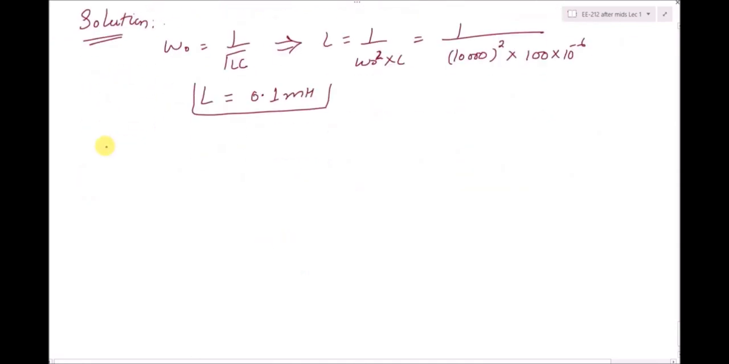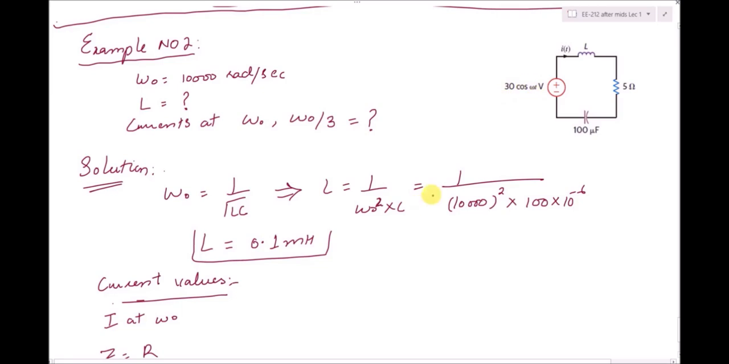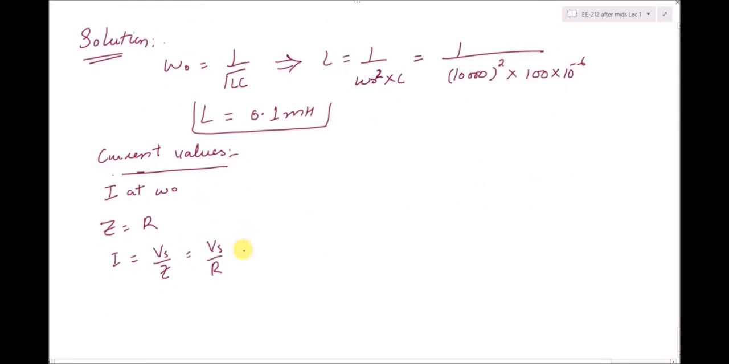Now for the current values. First we have to find the current I at omega naught. We know that at omega naught impedance is equal to R, so I is equal to Vs over Z, which is equal to Vs over R. Now from the circuit diagram we know that the source voltage is 30 angle 0 volt, right? So we can write it as 30 angle 0 divided by the resistance, that is 5 ohm. That will give you 6 angle 0 ampere. So that was your current at omega naught.